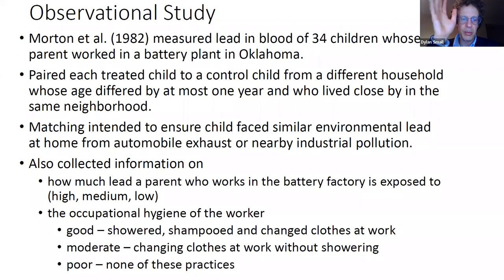A while later, Morton et al. did this observational study trying to look at whether parents who worked in a battery factory and were exposed to lead caused higher lead in their children. It's a matched study. They paired each treated child with a control child from a different household whose age differed by at most 1 year and who lived close by in the same neighborhood. So they were exposed to the same neighborhood exposures of lead.